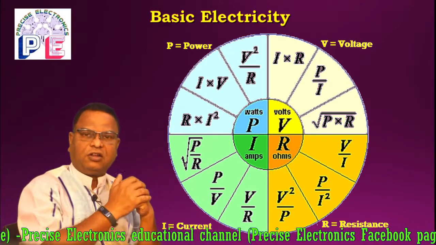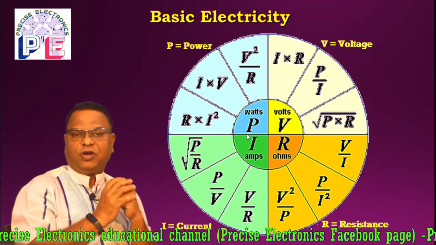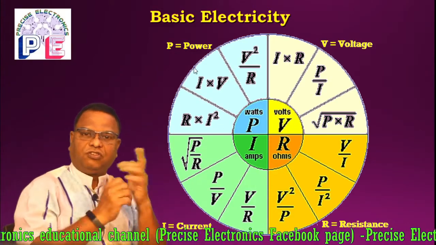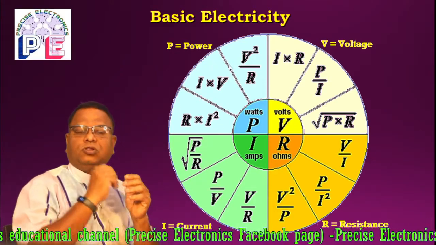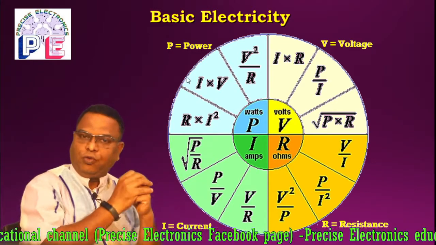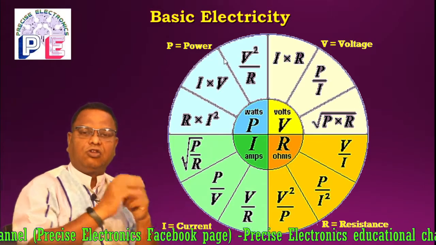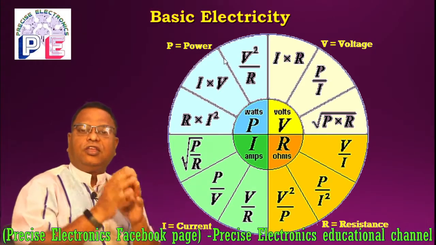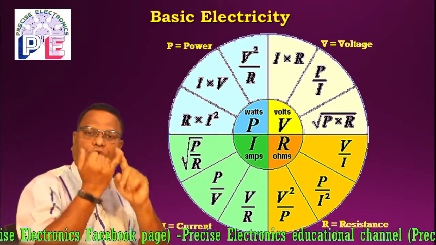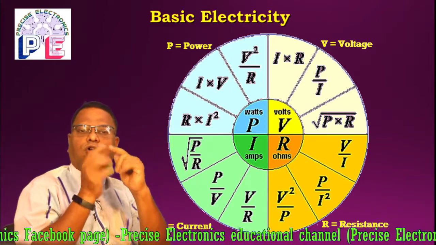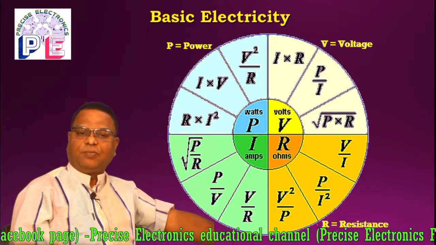And the last factor, that is power. Power is given by R into I square, resistance into the square of current. It is also given by I into V, or V square by R. So this figure is useful to find the voltage, resistance, current and power of an electric system.